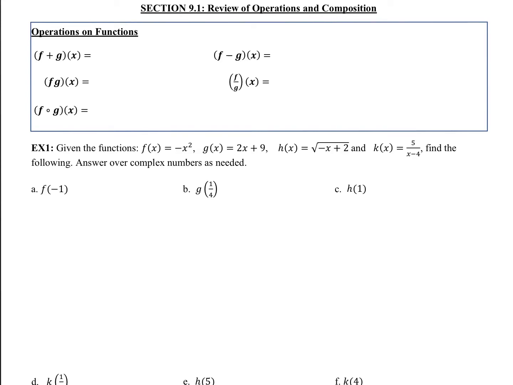Welcome to section 9.1, review of operations and composition. And this is talking about functions. Alright, so let's go ahead and review the operations on functions.